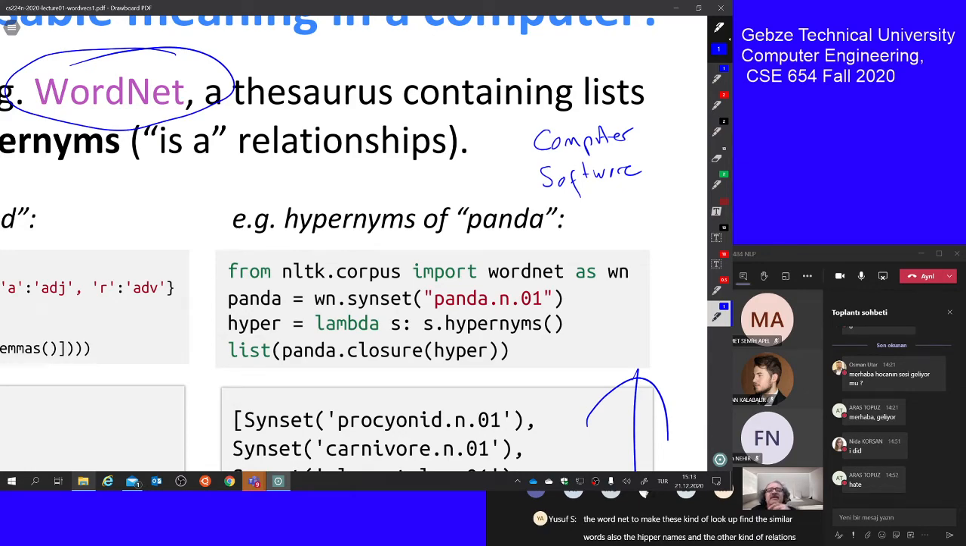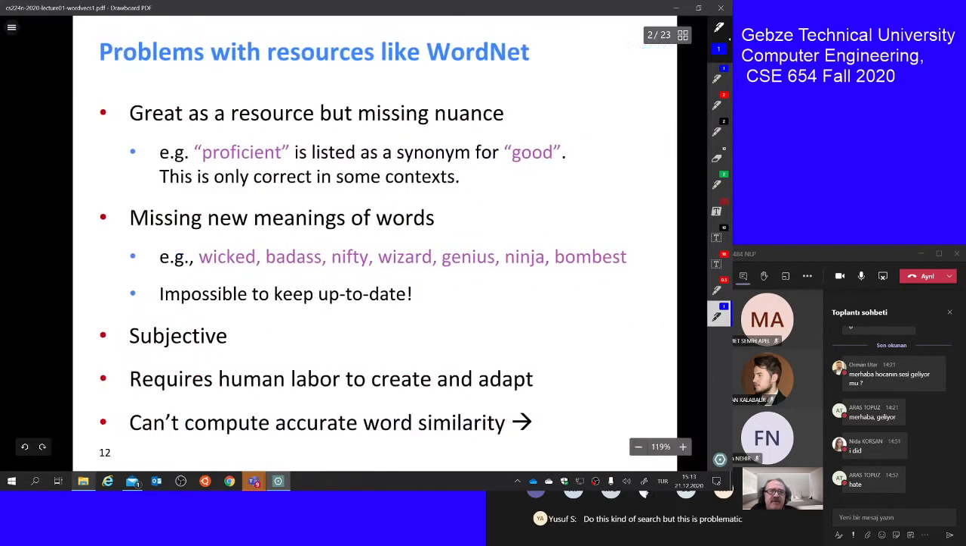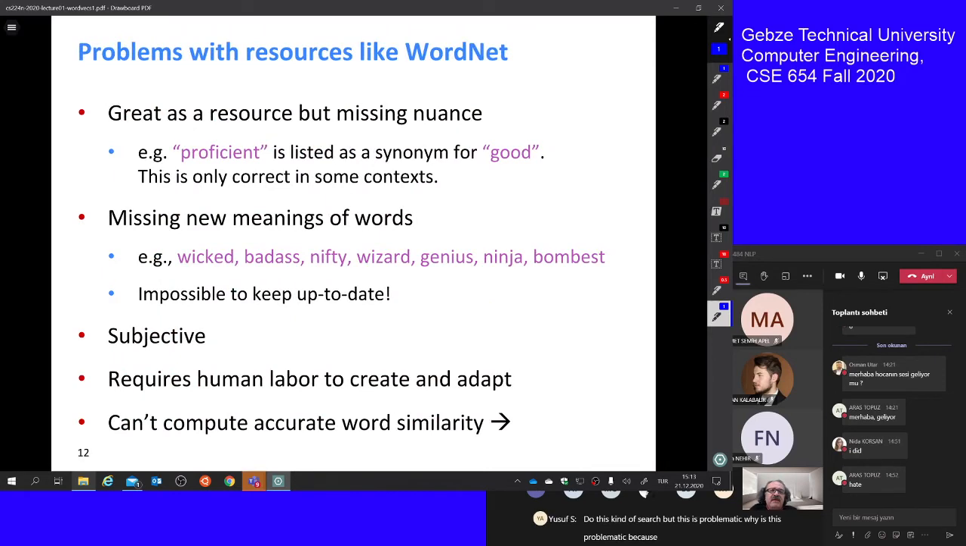Do this kind of search, but this is problematic. Why is this problematic? Because, okay, it is great, but it is subjective. Humans did it. It is done for English, but we don't have it in Turkish, and we don't have it in the other dialects of Turkish, such as Azerbaijani or Uzbekistan Turkish, right? And exactly, it doesn't give us any vectors. I cannot make a vector out of WordNet.